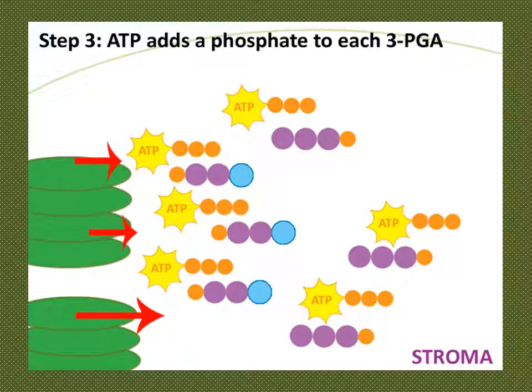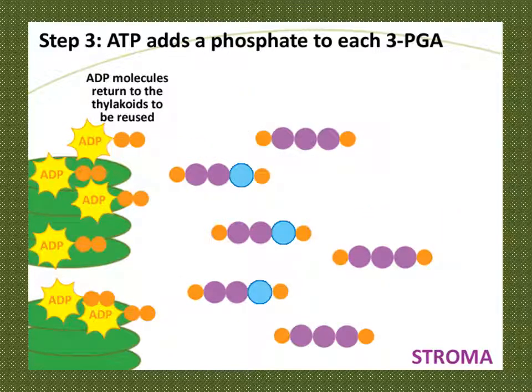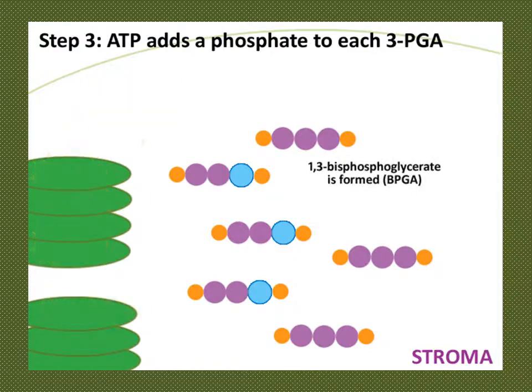The third step, you get your ATP that comes from the thylakoid, from the light reactions. It's going to add its phosphate onto the ends of these 3-PGA molecules. Once it does that, it forms this 1,3-bisphosphoglycerate, and all the ADP molecules are going to return to the thylakoids to be reused for making more ATP. Again, this is called BPGA, these molecules right here. They have 1, 2, 3 carbons still.